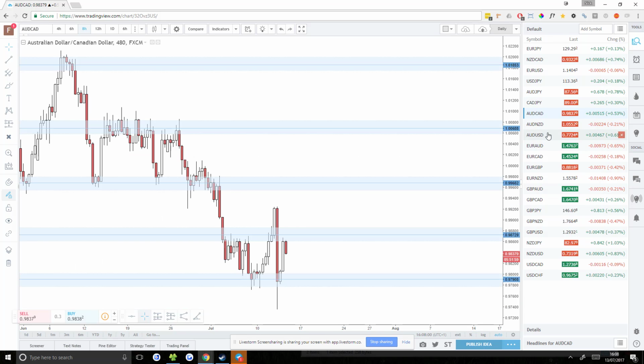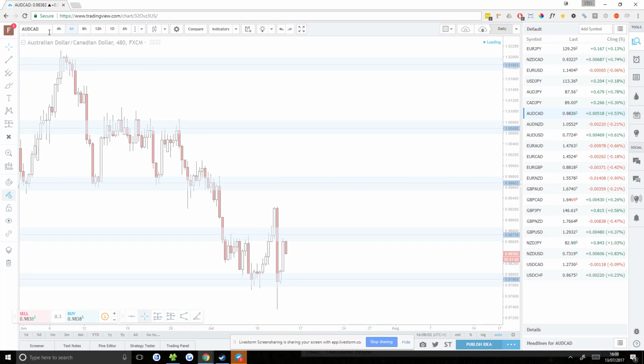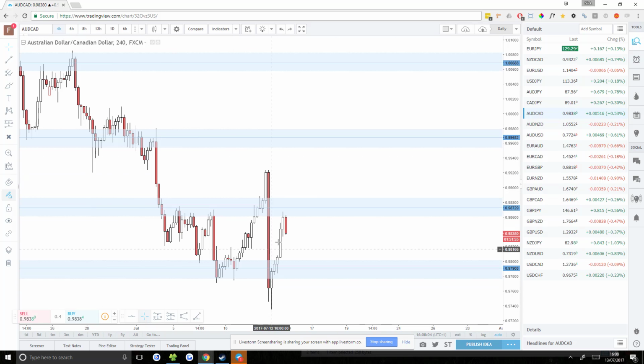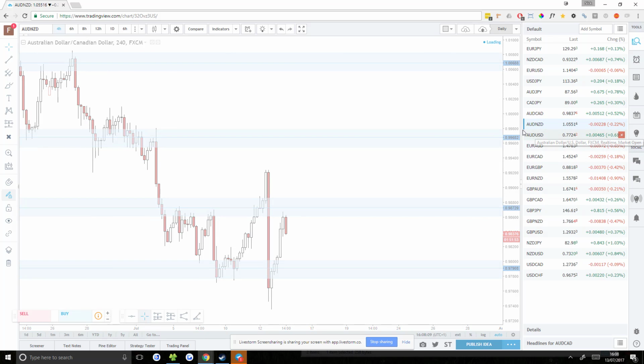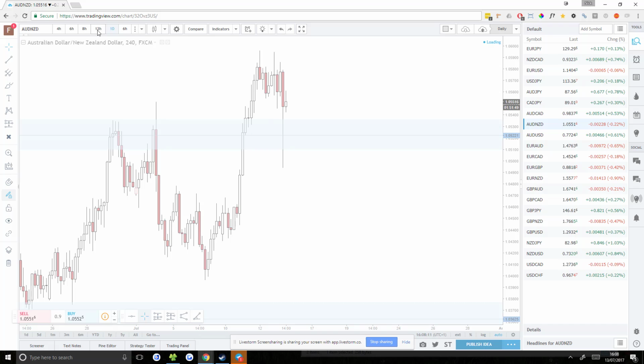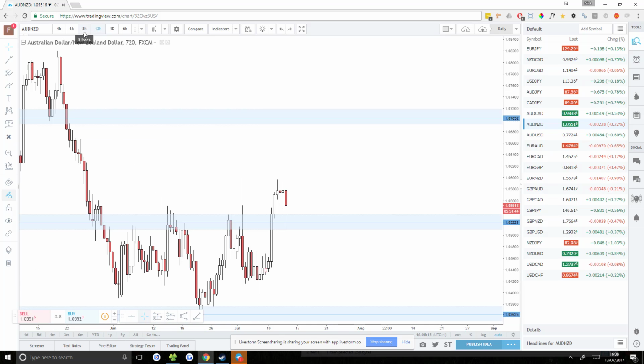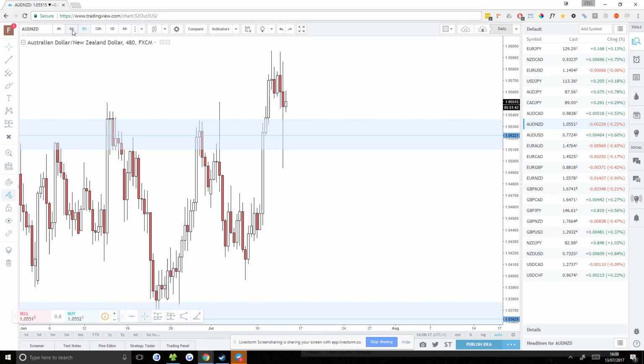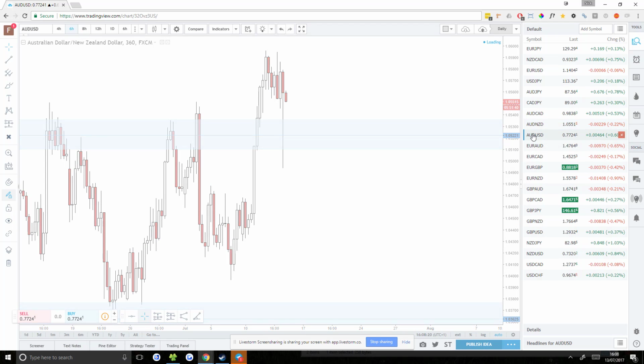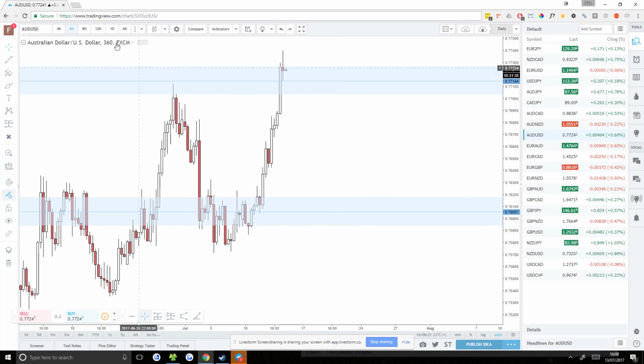AUD CAD. Let's see what's going on there. Nothing much. It's hit this resistance area and it's sinking back down. But it's too late to enter a trade there, even if you wanted to. AUD New Zealand. Nothing much going on. AUD USD.